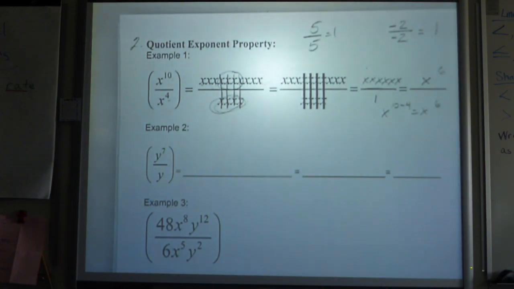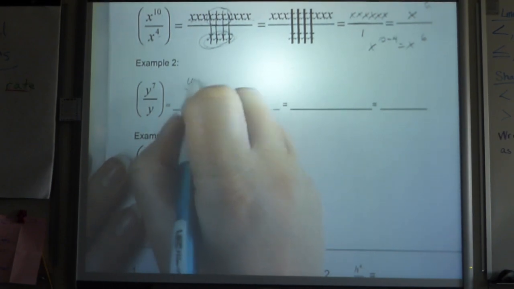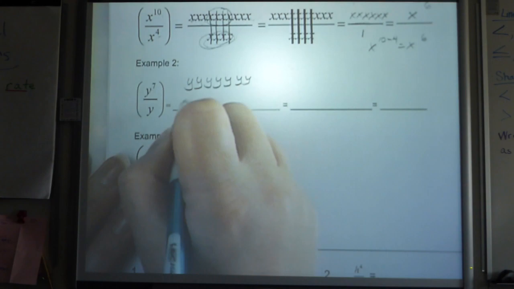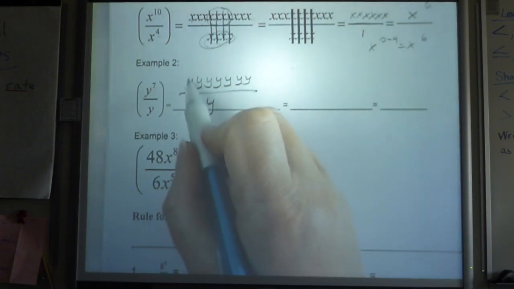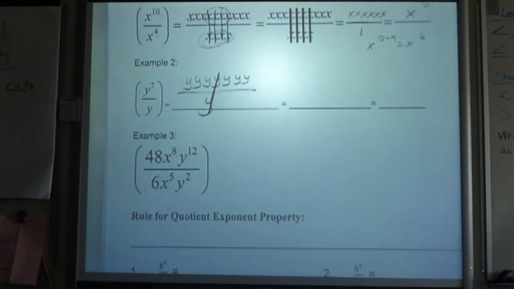All right, let's try that again and see if that is going to hold true for example 2. So example 2, we have y to the 7th divided by y. Y to the 7th means y multiplied by itself 7 times, divided by just y. Okay, so I want to simplify. What's y divided by y? 1. Any number divided by itself is 1.